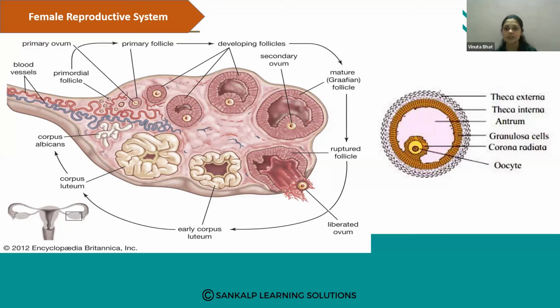And this is the structure of the mature Graafian follicle. This is the oocyte, these are the granulosa cells, the theca interna, this is the theca externa, and this is the corona radiata. So this diagram of the Graafian follicle is very important for your board exam.